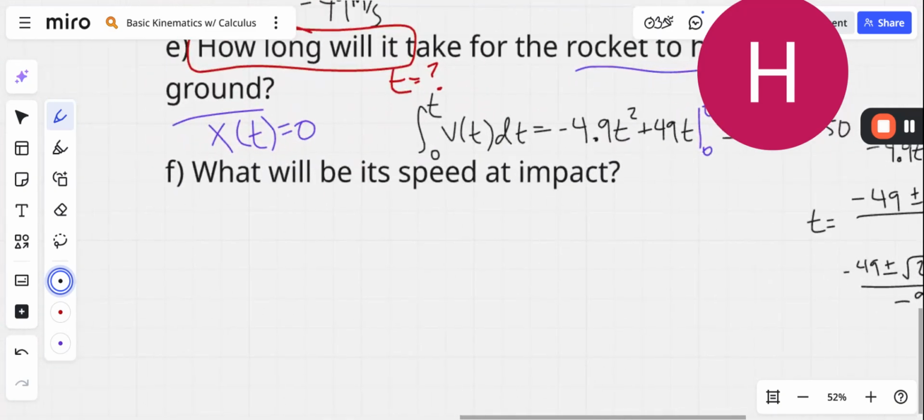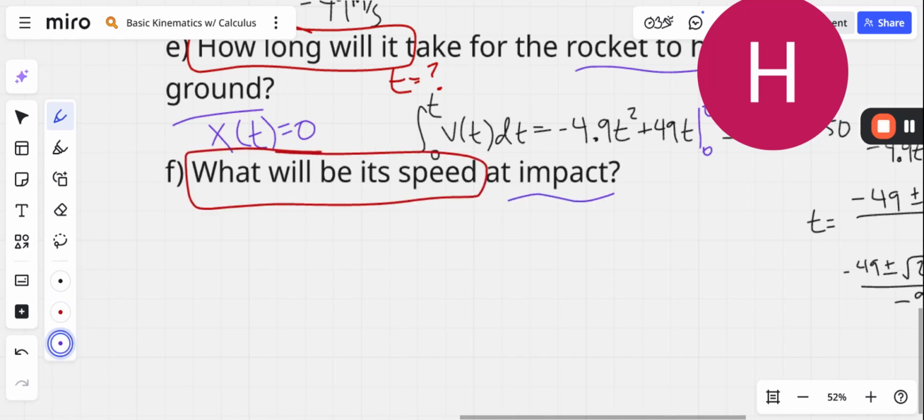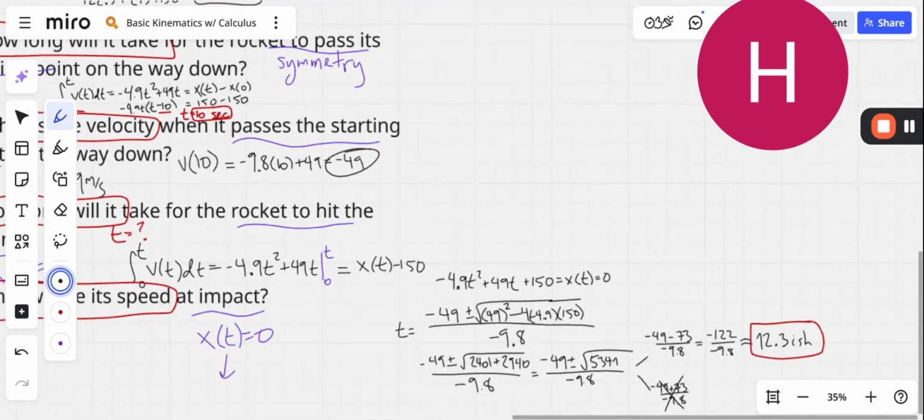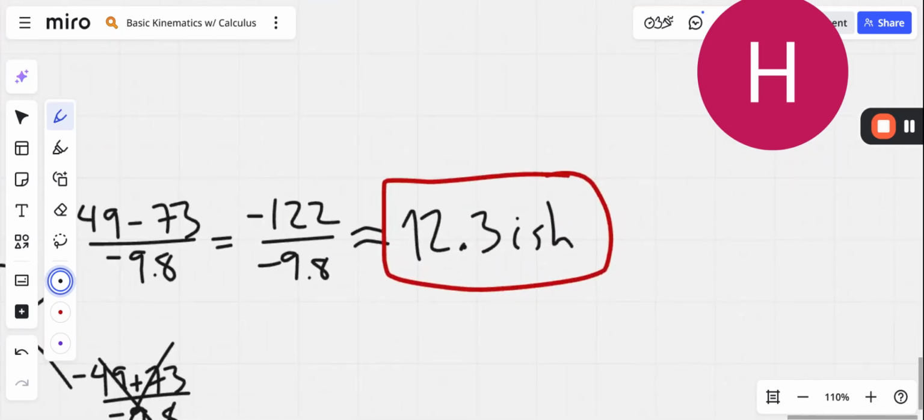Okay, yes, and then the final thing to ask about it, what will be its speed at impact? So we're asked for the speed when it says at impact. That's not necessarily explicit. We have to figure out what that is implying. That is implying that x of t equals 0, meaning we can use the time that we just found. So maybe I should put this in a calculator just to get an accurate value. Otherwise, my speed's going to be off, and then what good am I if I'm just giving you wrong answers at that point?